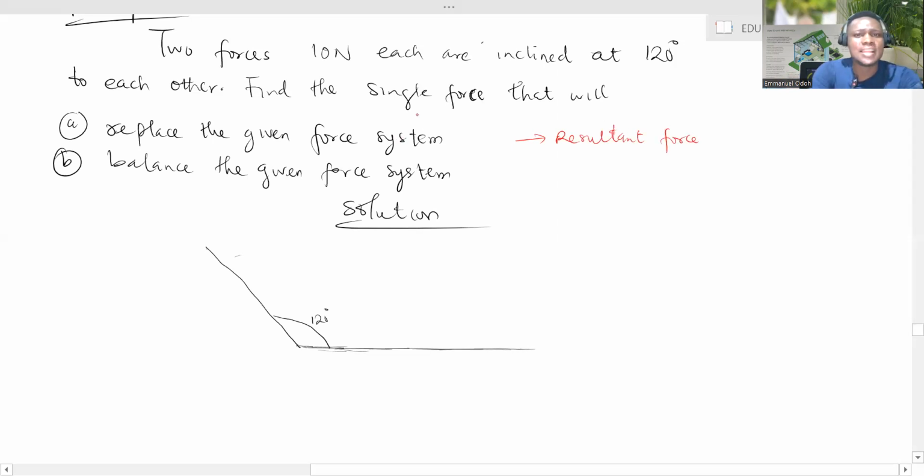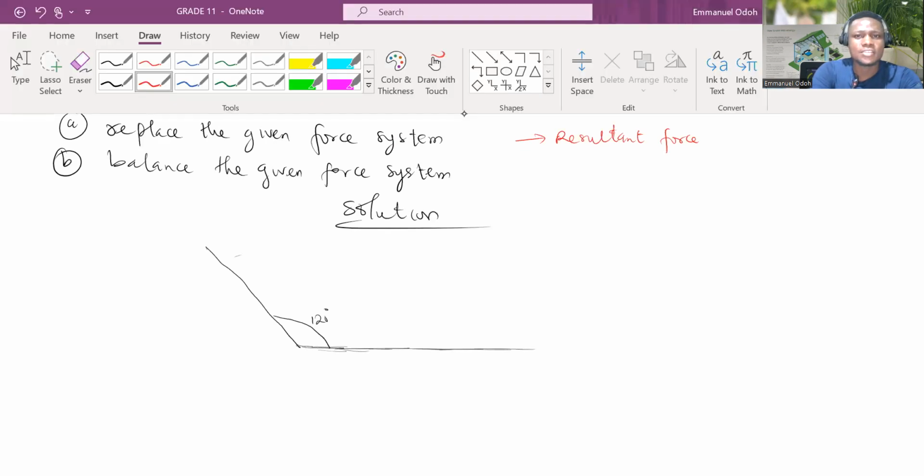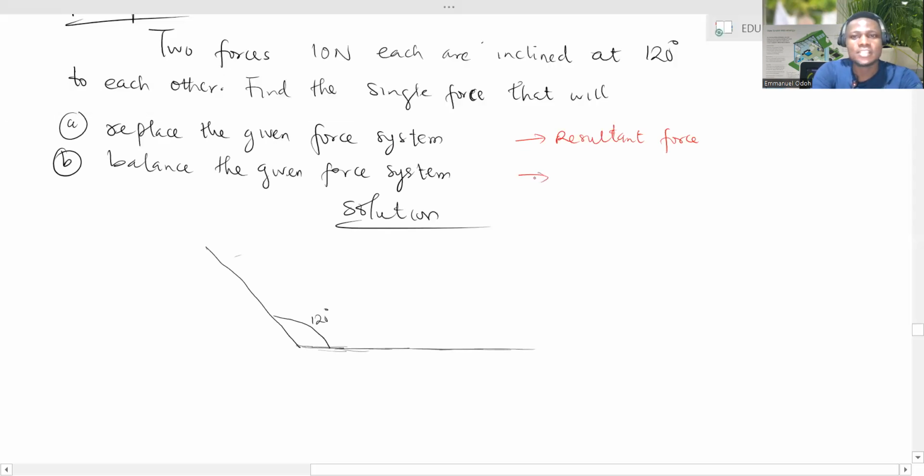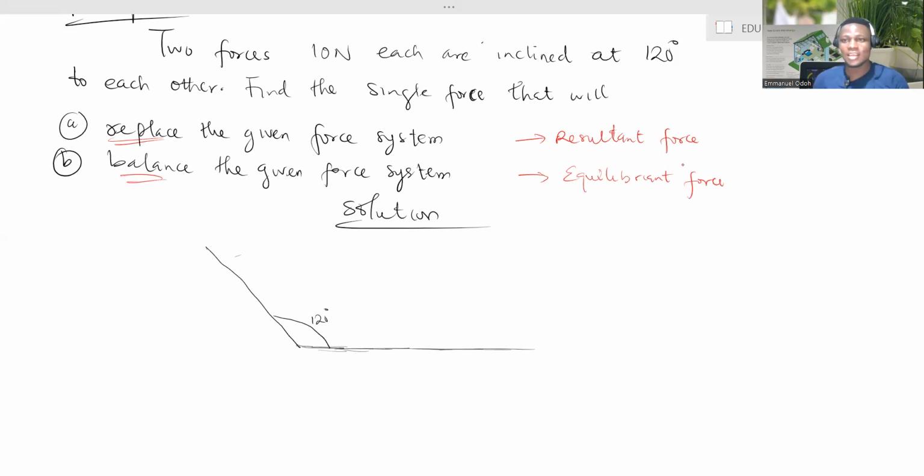The second, balance the given force system. So I believe somebody is saying, wow, the keyword is balance. Yeah, the keyword there is replace. So balance, you're talking about the equilibriant force. Good. We've interpreted the question and we are now well equipped to solve this problem.